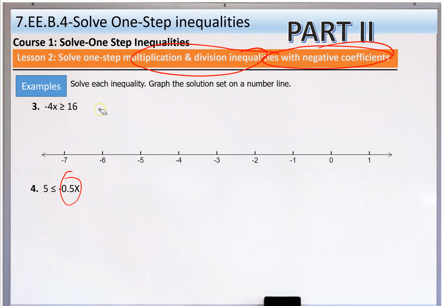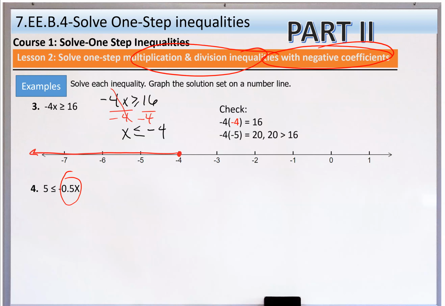Okay, negative 4 times some number x is greater than or equal to 16. I'm going to divide both sides by negative 4. And because I'm dividing by a negative number, I have to invert the inequality sign. x is less than or equal to negative 4.